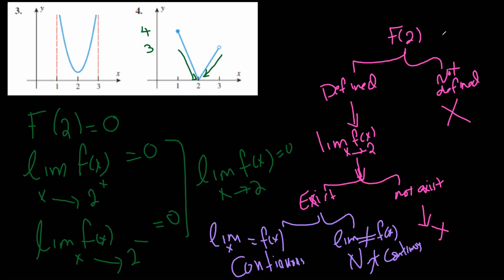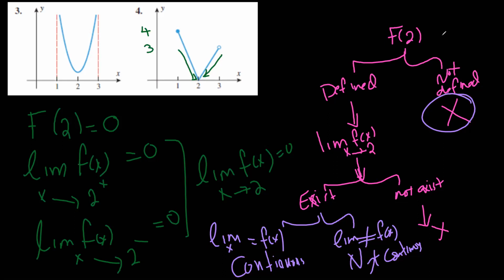Now, is it clear? Yes, teacher. From the beginning, I start with f of 2. If f of 2 is not defined, I will stop and write that this function is not continuous. If it's defined, I will go to the limit. If it exists, I will check them. If it does not exist, I will stop and say it's not continuous. If it exists, I will check if they are equal or not. If they are equal, I will say it is continuous. If they are not equal, it is not continuous.